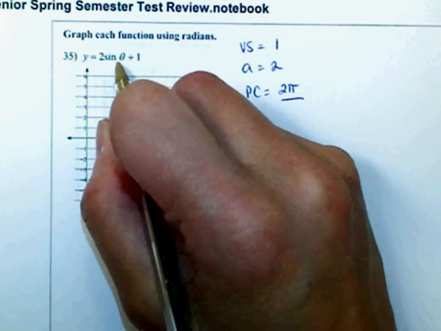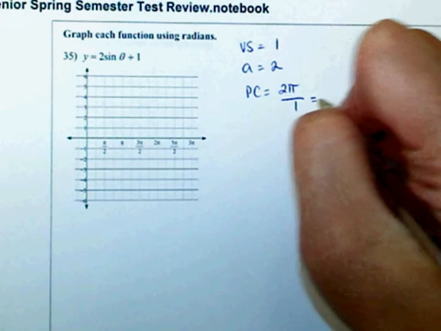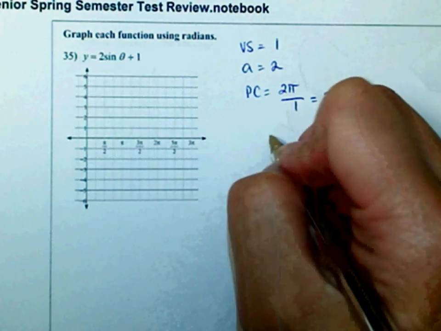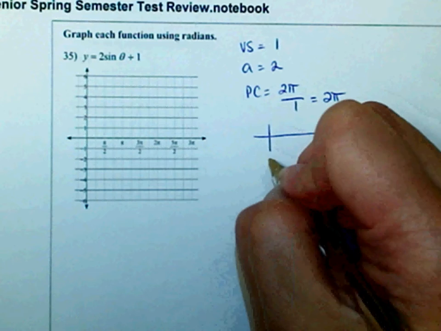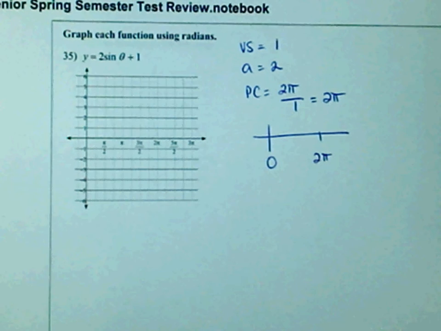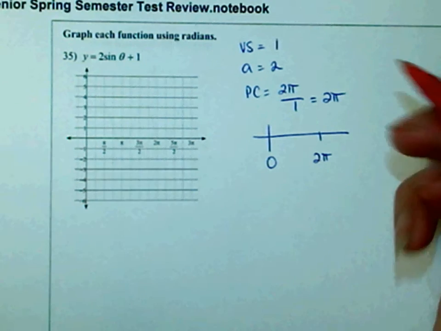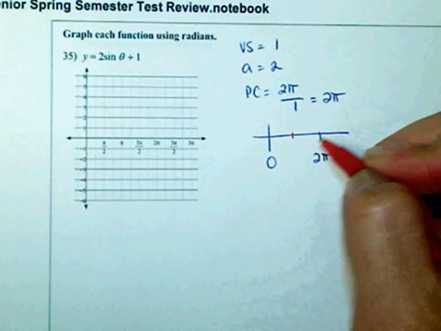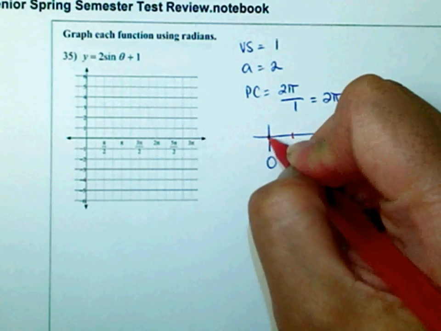Make yourself a little small sketch. So you have 0, and you have 2 pi. We are graphing sine. Here's the halfway mark, which is your pi. Sine starts at 0. It's positive, so it goes up, comes down, and stops at 2 pi.